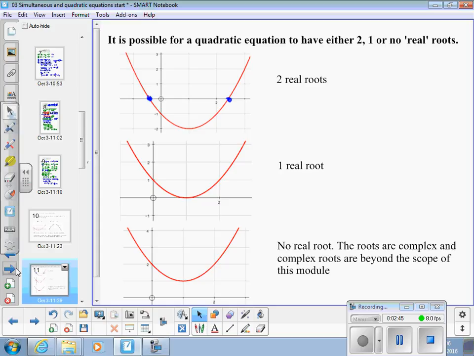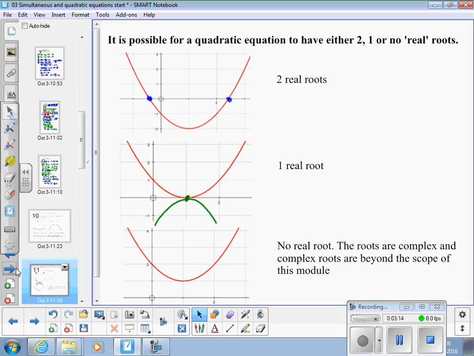Then you get a version where the parabola sits on the x-axis. It could be an upside down parabola like that, just touching the axis. You'd still say it's got 2 roots, but they are the same number, where x is equal to 1 or x is equal to 2 in both cases. That's 1 real root.